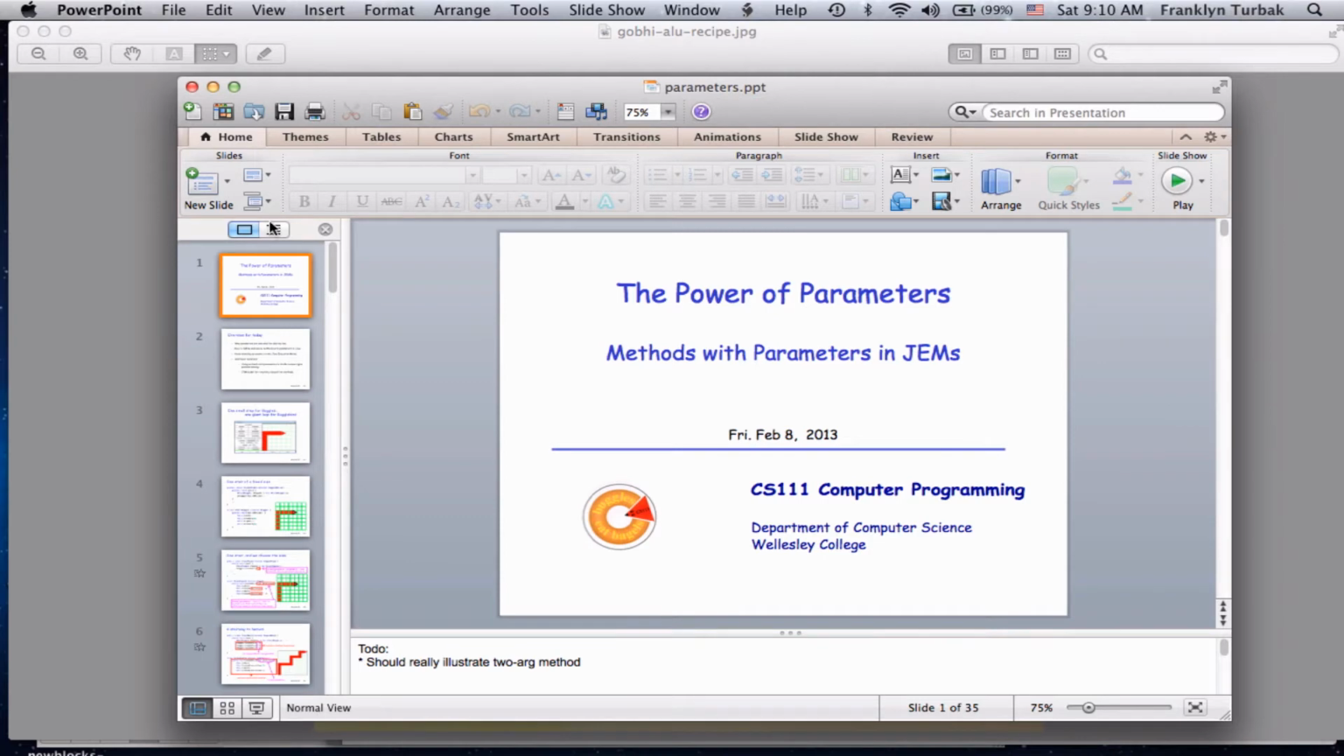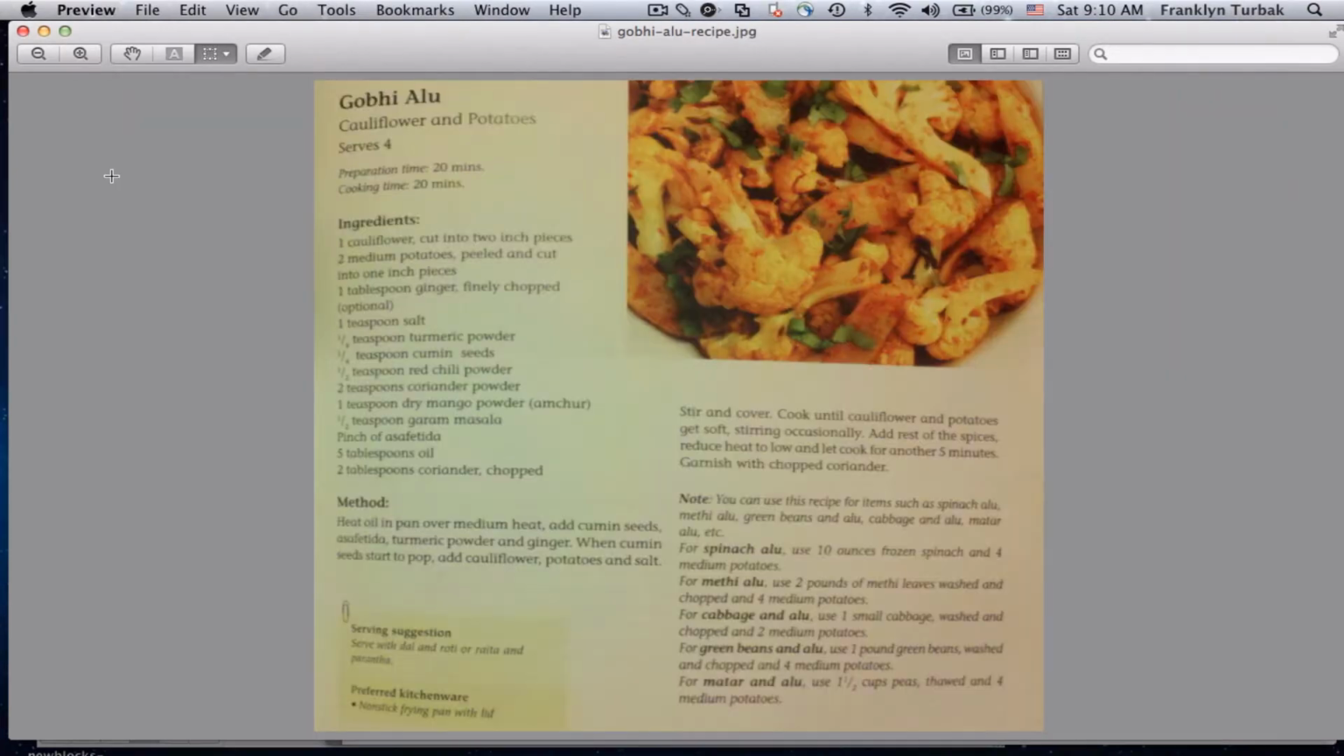I'm going to illustrate this in the context of recipes. We've said before that algorithms are a lot like recipes, so we expect to find analogs of everything that we talk about in terms of methods and algorithms in terms of recipes. Here we have a recipe for an Indian dish called gobi aloo, which is a cauliflower and potato dish. The word gobi is an Indian word for cauliflower, and aloo is an Indian word for potato.